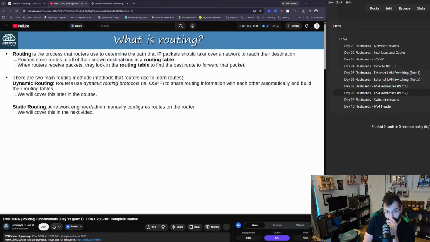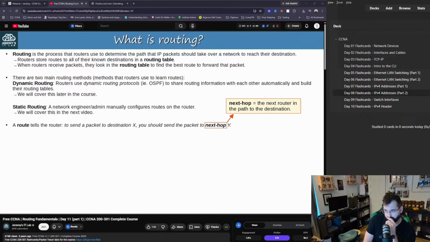In this video, we're going to cover a kind of route that doesn't fit into either category. Now, what exactly is a route? Basically, it's an instruction to the router. A route tells the router, to send a packet to destination X, you should send the packet to next hop Y, and next hop means the next router in the path to the destination. Or if the destination is directly connected to the router, send the packet directly to the destination. Or if the destination is the router's own IP address, receive the packet for yourself, don't forward it. This is how the routing table works. It's a set of instructions like this.